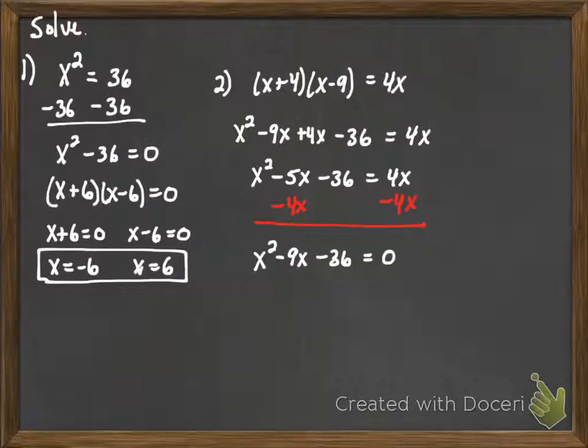Okay, so hopefully you came up with the things that multiply to be negative 36 and add to be negative 9: a negative 12 and a positive 3. So we can factor that as x minus 12 and x plus 3, and that's equal to 0.